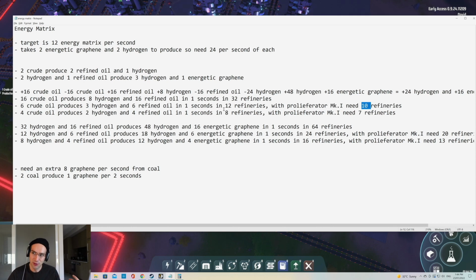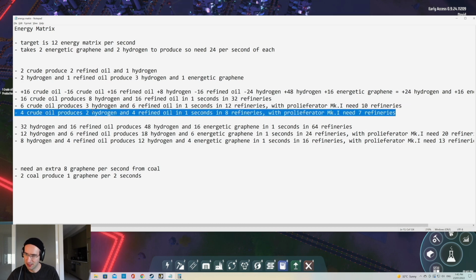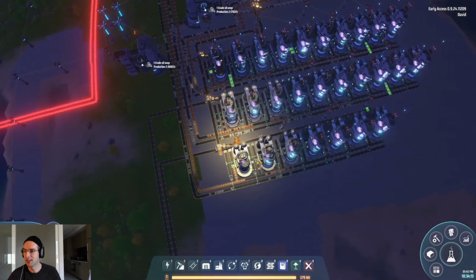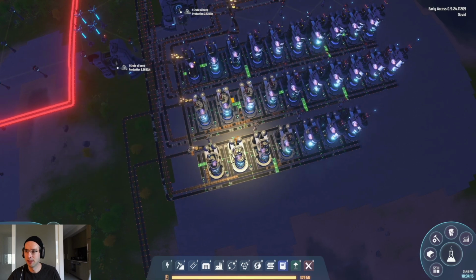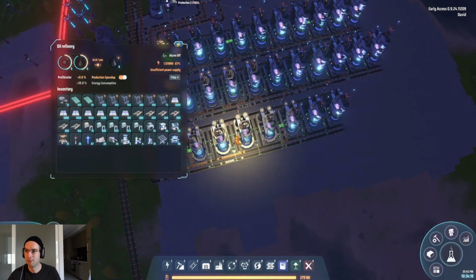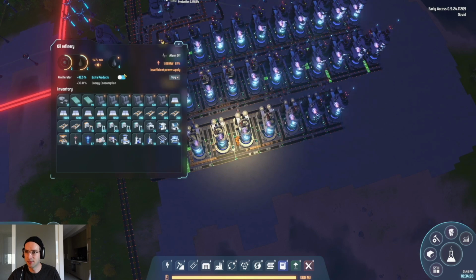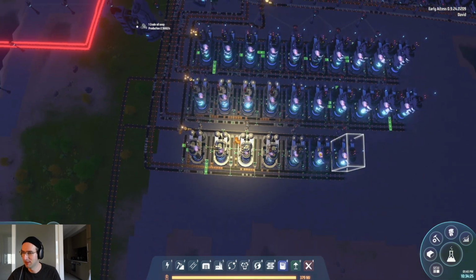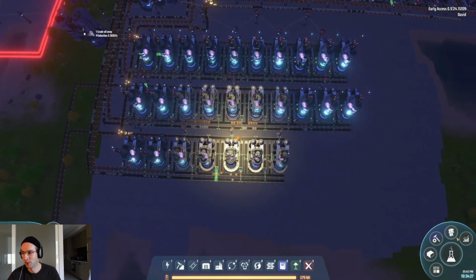Okay, but 2 times 12 is only 24, so we're still missing 8 refineries, right? So then we need this last production line that's a little bit lower scale, where we take 4 crude oil in and produce 2 hydrogen and 4 refined fuel out in 8 refineries. And again, with proliferator, we just need 7 refineries. So that's what you can see down here. Okay, so that's already using production speed up. But you can see that what we've done here is that we have 1, 2, 3, 4, 5, 6, 7, which is not right, so we need 1 more.